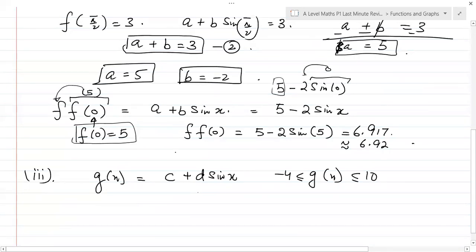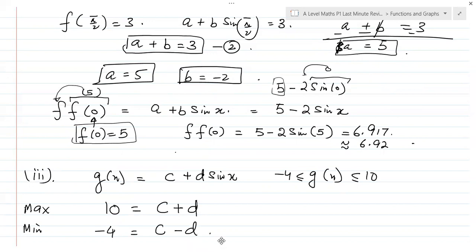Now, the highest value is 10, so that's the maximum value. The formula for the maximum value is you do c plus d. You do c plus the value of d. So c plus d should give you 10. And the minimum value is -4, and the formula for that is c minus d. Yeah, that's right. c plus d and c minus d.